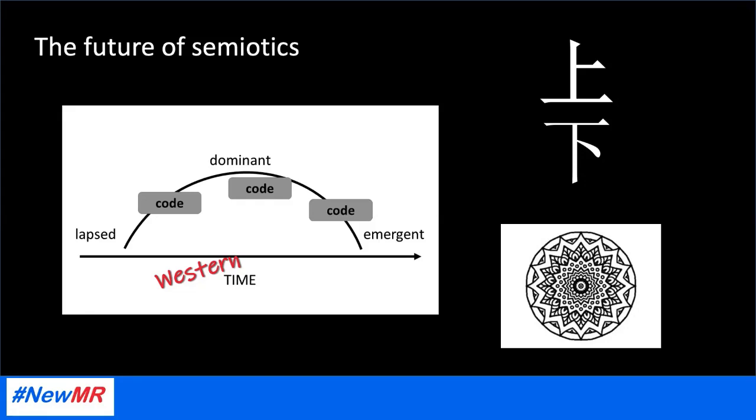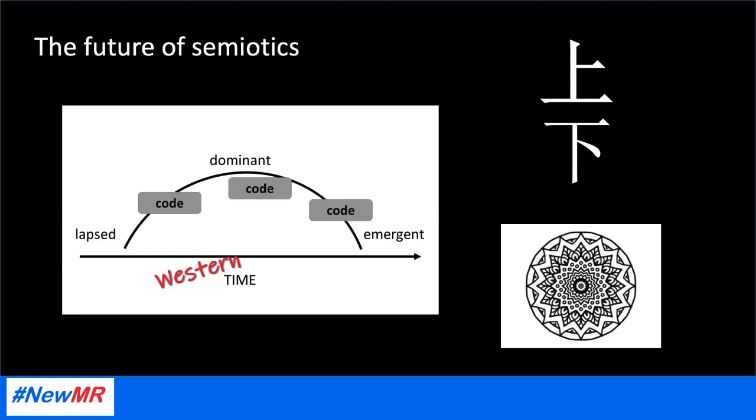So it's not a surprise that when business people encountered this semiotic model of the lapsed, dominant and emergent code, in other words, codes which appear, become very powerful and dominant and then fall out of fashion and eventually disappear, of course it was appealing to them. Of course it was an appealing story. It's an incredibly Western story, right? In which time travels in this direction, a simple linear path from left to right, from past to future.